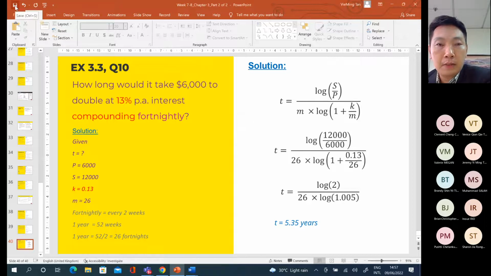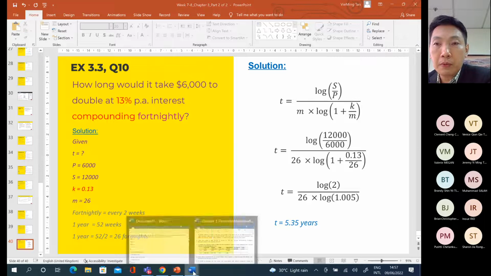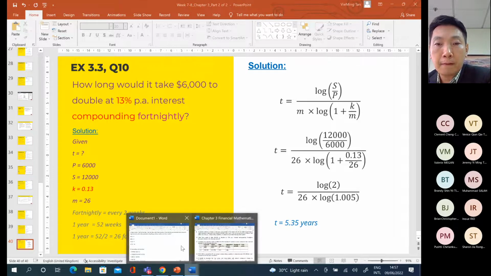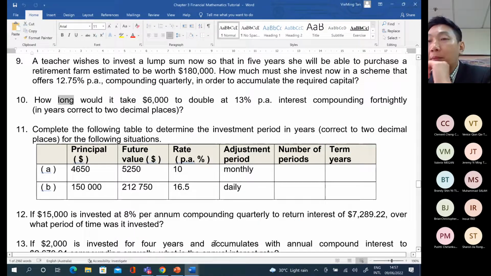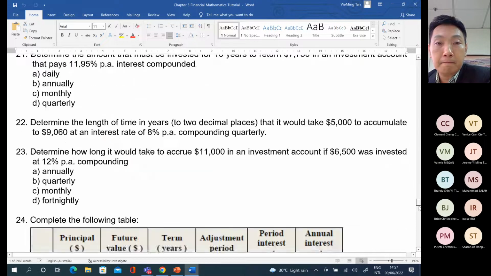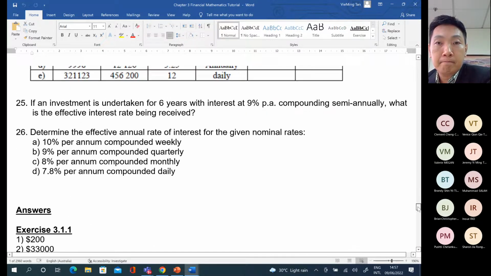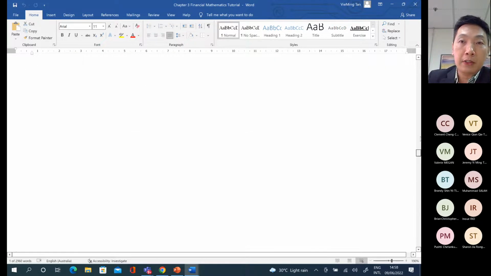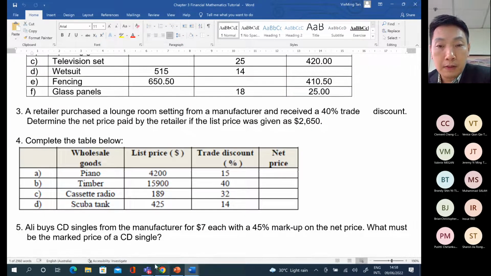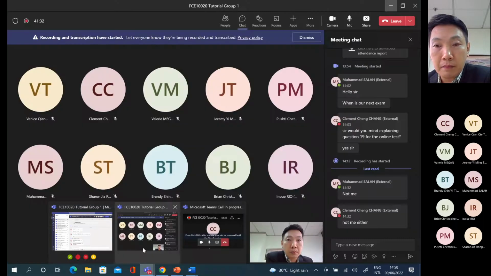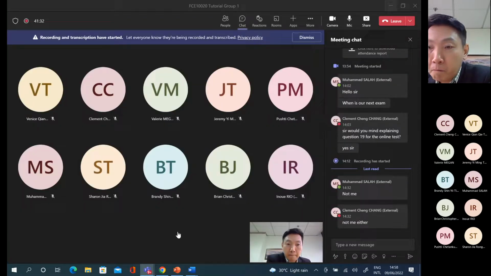Any other question that you want me to go through from the tutorial questions? This chapter will be covered in your test 2. Test 2 will be conducted in week 12. This week is week 8. So if you have problems, we can still discuss from time to time for the tutorial questions. I'll stop for a while. Any problem from others?